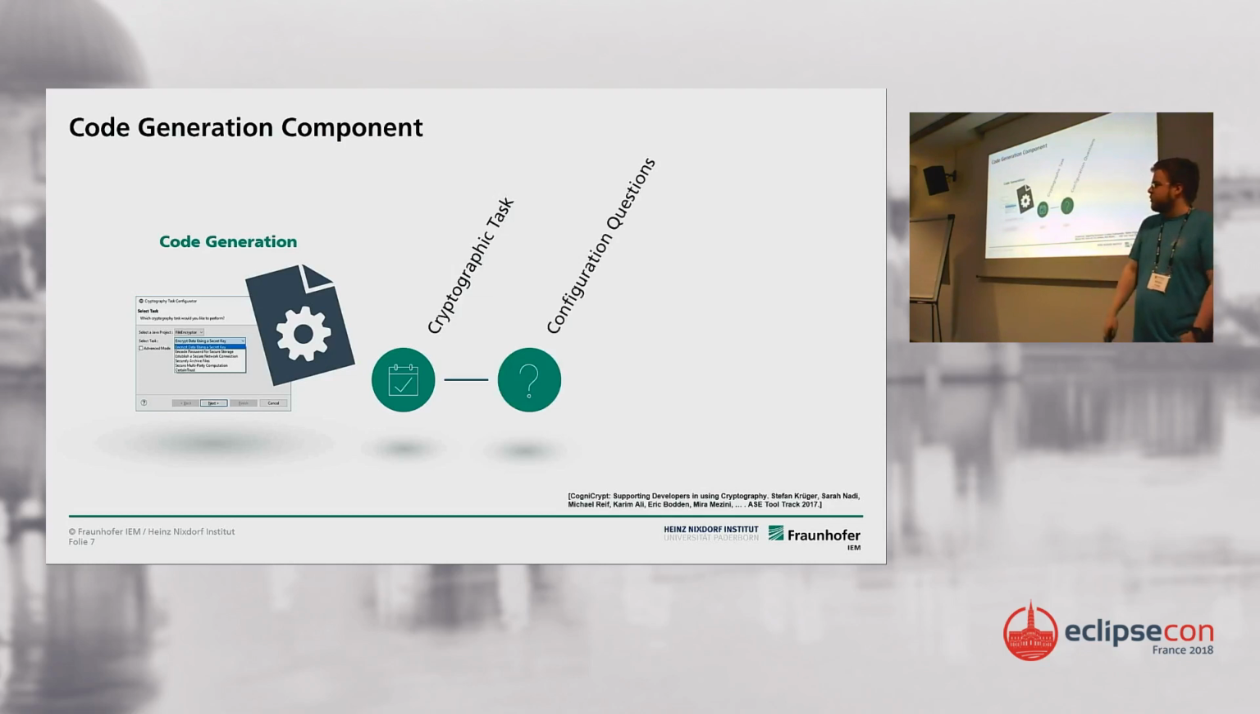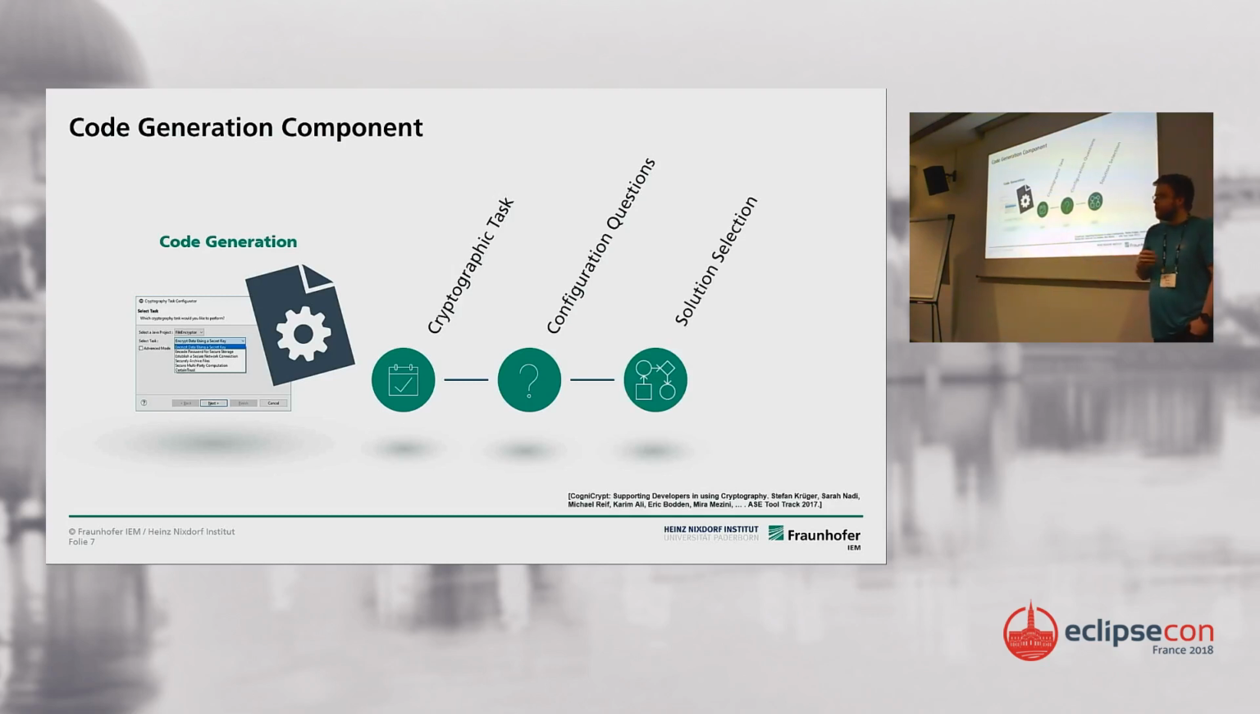So when you launch the code generator, you get to this window here, and you first have to select a cryptographic task. So a cryptographic task is basically a programming task that involves cryptography, like data encryption, communication over secure channels, securely archiving files, and so on. Then CogniCrypt asks you a bunch of questions that will help it to configure the code that it will generate for you in the background. We aim to make these questions as understandable as possible to people without or with little cryptography knowledge, but of course we didn't really get around all sorts of cryptography terminology.